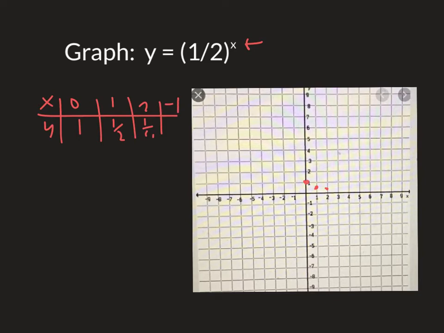Let's try a negative number. If I plug in negative 1, it flips it, which makes it 2. If I were to plug in negative 2 for that x, you'd flip it and square it, which would be 4. So you see what's happening? Now it's going down like this. The same kind of curve is going down instead of up. That's actually called exponential decay because it's going down from left to right. Still has an asymptote. All that stuff is still there.